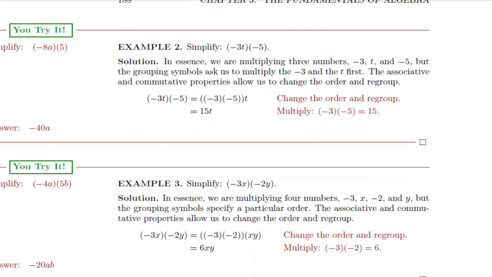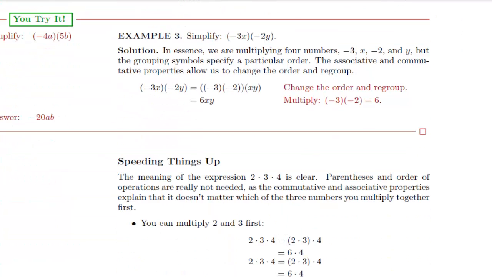Example 2. Simplify negative 3 times t times negative 5. Solution. In essence, we are multiplying three numbers, negative 3, t, and negative 5. But the grouping symbols ask us to multiply the negative 3 and the t first. The associative and commutative properties allow us to change the order and regroup. So the expression negative 3t times negative 5 is equivalent to negative 3 times negative 5 times t. And negative 3 times negative 5 would be a positive 15. So it simplifies to 15t.